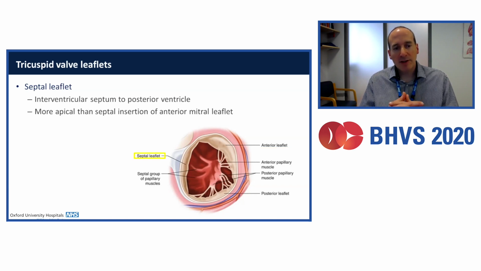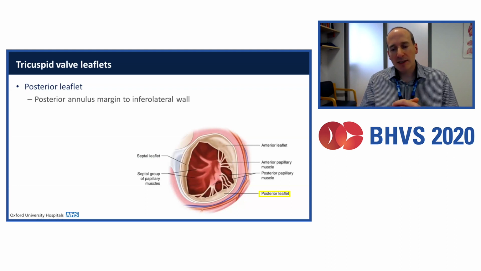The septal leaflet obviously attaches principally to the interventricular septum, but also runs around to the posterior wall of the left ventricle. And remember that in your four-chamber view, the septal insertion should be more apical than that of the anterior mitral valve leaflets. And if that doesn't appear to be the case, then you may be scanning somebody with some atrioventricular septal defect, or perhaps a patient who's had a repaired AVSD.